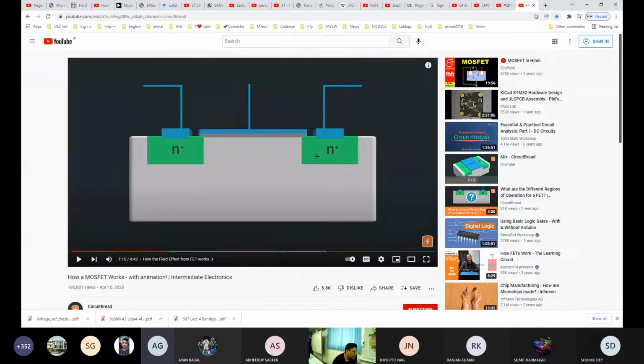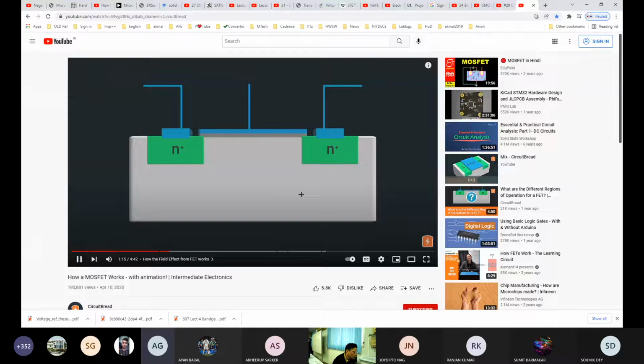Electrical connectivity means some charge carriers should be there, and whenever you are connecting two N plus materials, the charge carriers should preferably be electrons. As it's a P-type material, electrons are rare there. So the connectivity between the source and the drain is virtually absent.